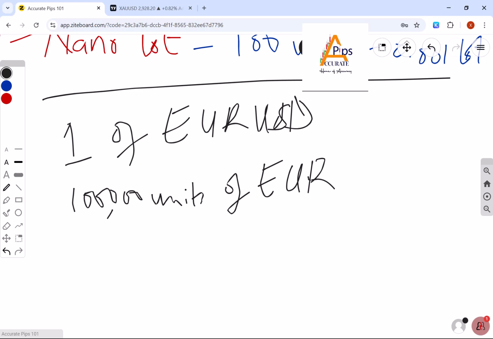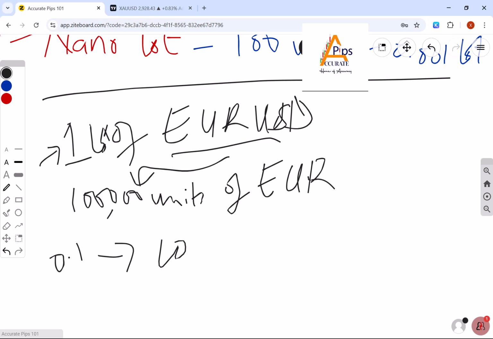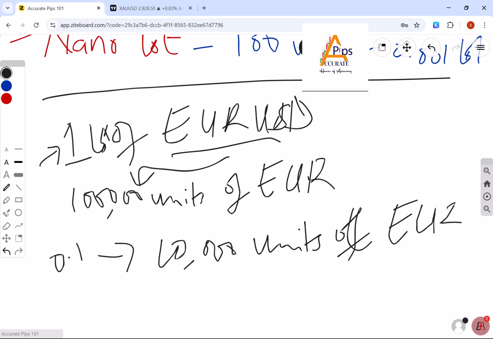So anytime you open a trade of one lot, let's say on euro USD, it means you are buying 100,000 units of it. Is that clear? Now, if you open a position of 0.1, it means you bought 10,000 units of euro. All right. So that is basically what it means, and that is basically what lot size does.